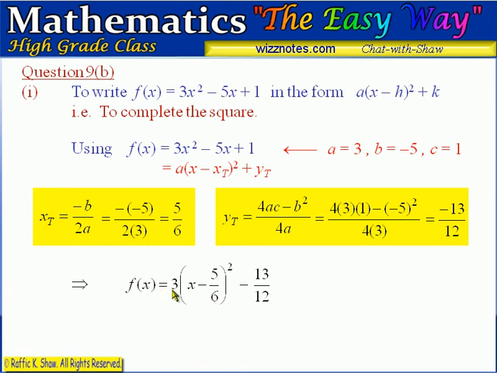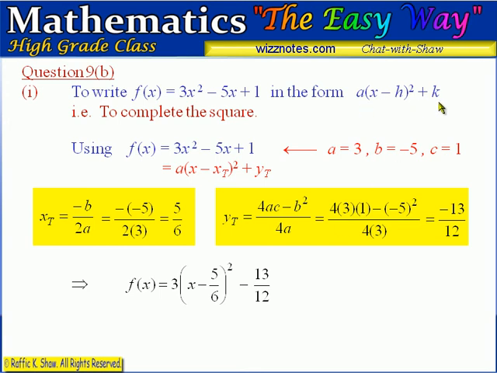So f of x is a, which is 3, into x minus xt, which is 5 divided by 6, square outside the bracket, minus 13 over 12. Minus 13 over 12 is our plus yt value. And so here we have completed the square.